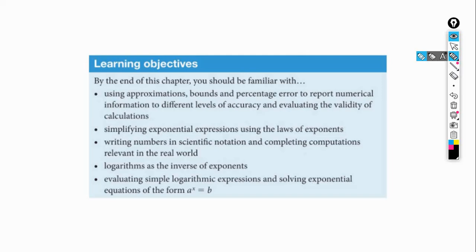That is, to report numerical information to different levels of accuracy and evaluating the validity of calculations. You're going to learn how to simplify exponential expressions using the laws of exponents. You're going to learn how to write numbers in scientific notation and how to complete computations relevant in the real world. You're going to learn about logarithms as the inverse of exponents, and you're going to evaluate simple logarithmic expressions, and you're going to solve exponential equations in the form a to the power of x equals b. So those are the learning objectives for this chapter.